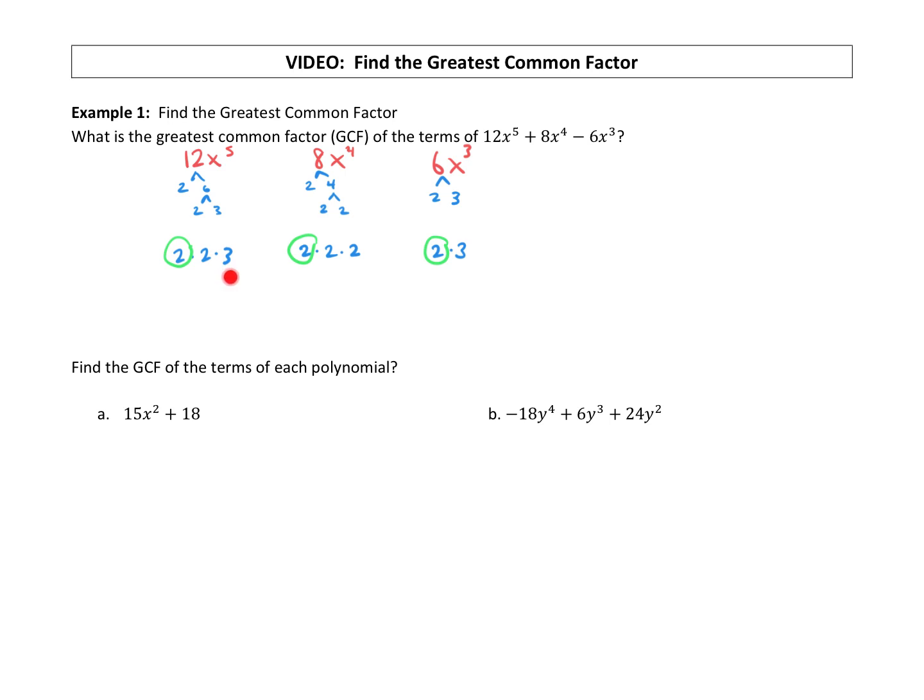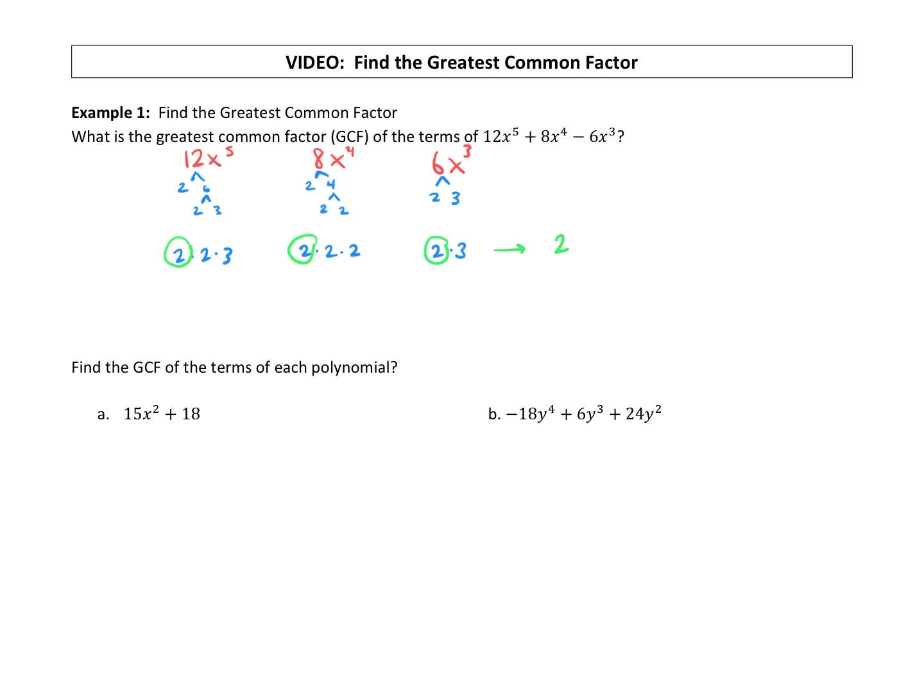Let's see, the 12 has a 3, the 8 does not have a factor of 3. So that's all we have for our coefficients. They had a 2 in common. 2 was the common factor, and it was the greatest common factor that they had. Now let's take a look at the x's.